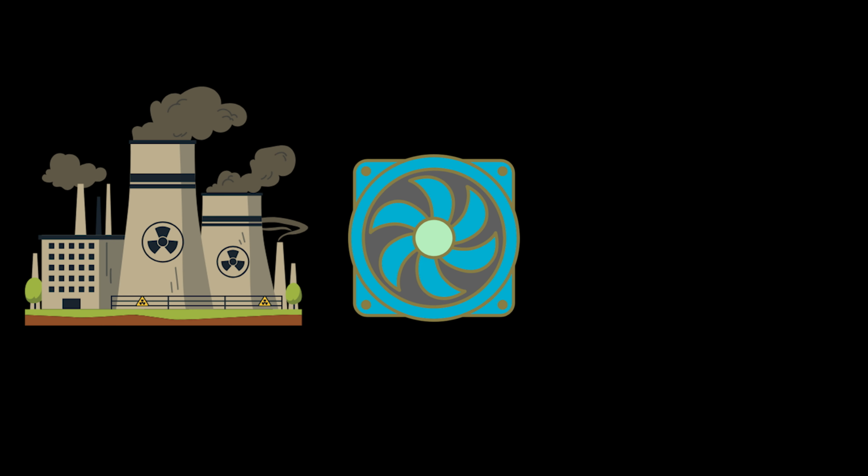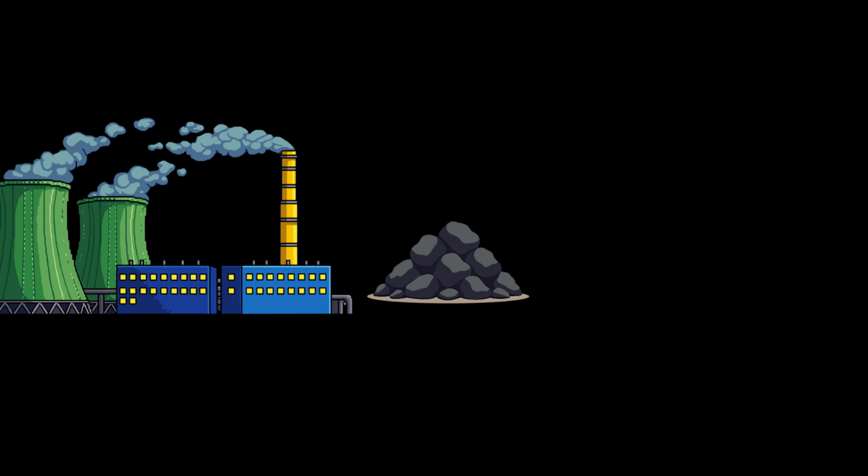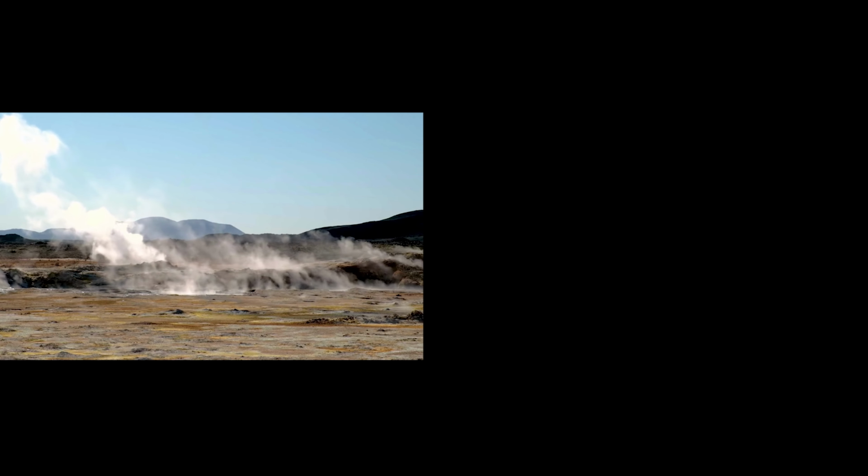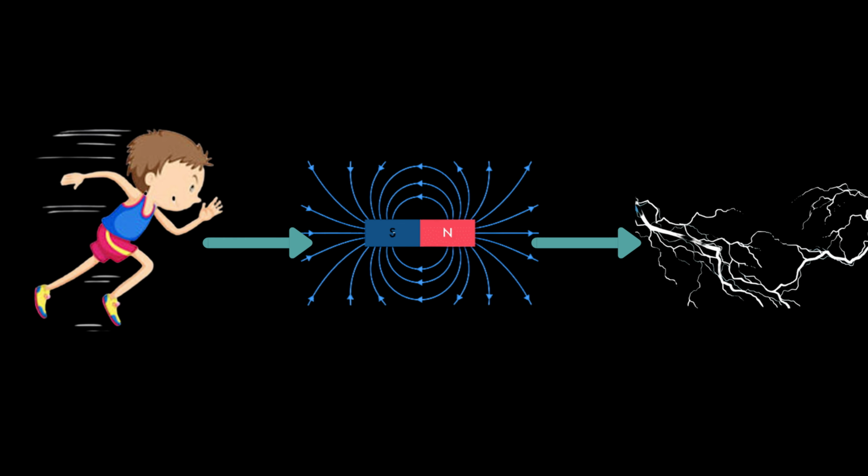Power plants differ only in what spins the turbine. Steam: coal, gas, nuclear; falling water, hydroelectric; wind farms; steam from heat in the earth, geothermal; ocean tides, tidal power. The core process is always the same: mechanical motion, magnetic field change, electricity.